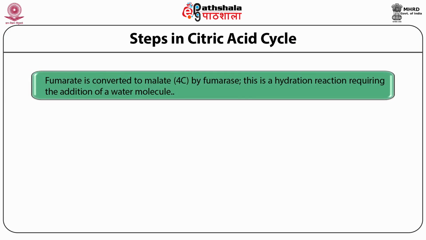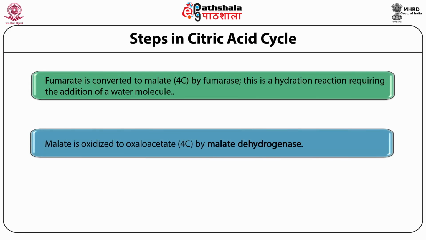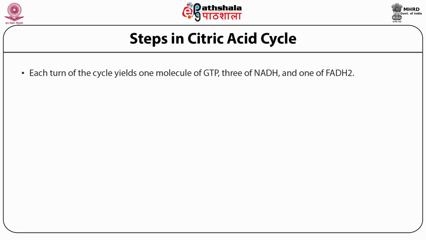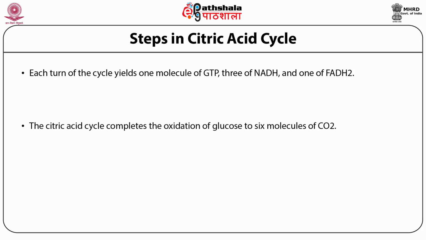Fumarate is converted to malate by fumarase. This is a hydration reaction that requires the addition of a water molecule. Malate is oxidized to oxaloacetate by malate dehydrogenase. NAD plus is again required by the enzyme as a cofactor to accept the pair of electrons and produce NADH. Each turn of the cycle gives 1 molecule of GTP, 3 molecules of NADH and 1 molecule of FADH2. The citric acid cycle completes the oxidation of glucose to 6 molecules of carbon dioxide.